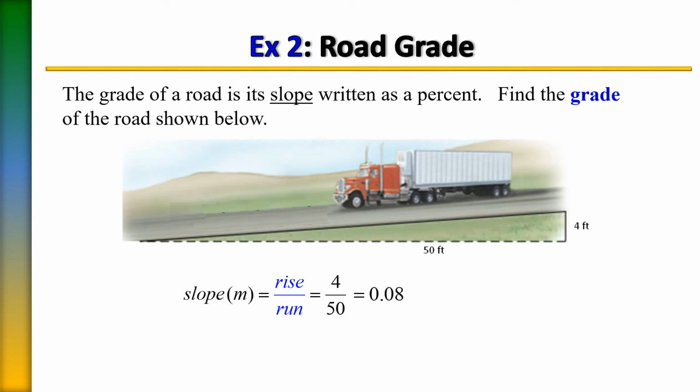0.08. Now to turn that into a percent, recall all we have to do is move the decimal place over 2 places to the right and place your percent sign. And that will give us, once we move it over 2 places, 8%. Okay, so from the decimal, you would move over 1, 2, which is 8%. So that particular section of road has a grade of 8%.